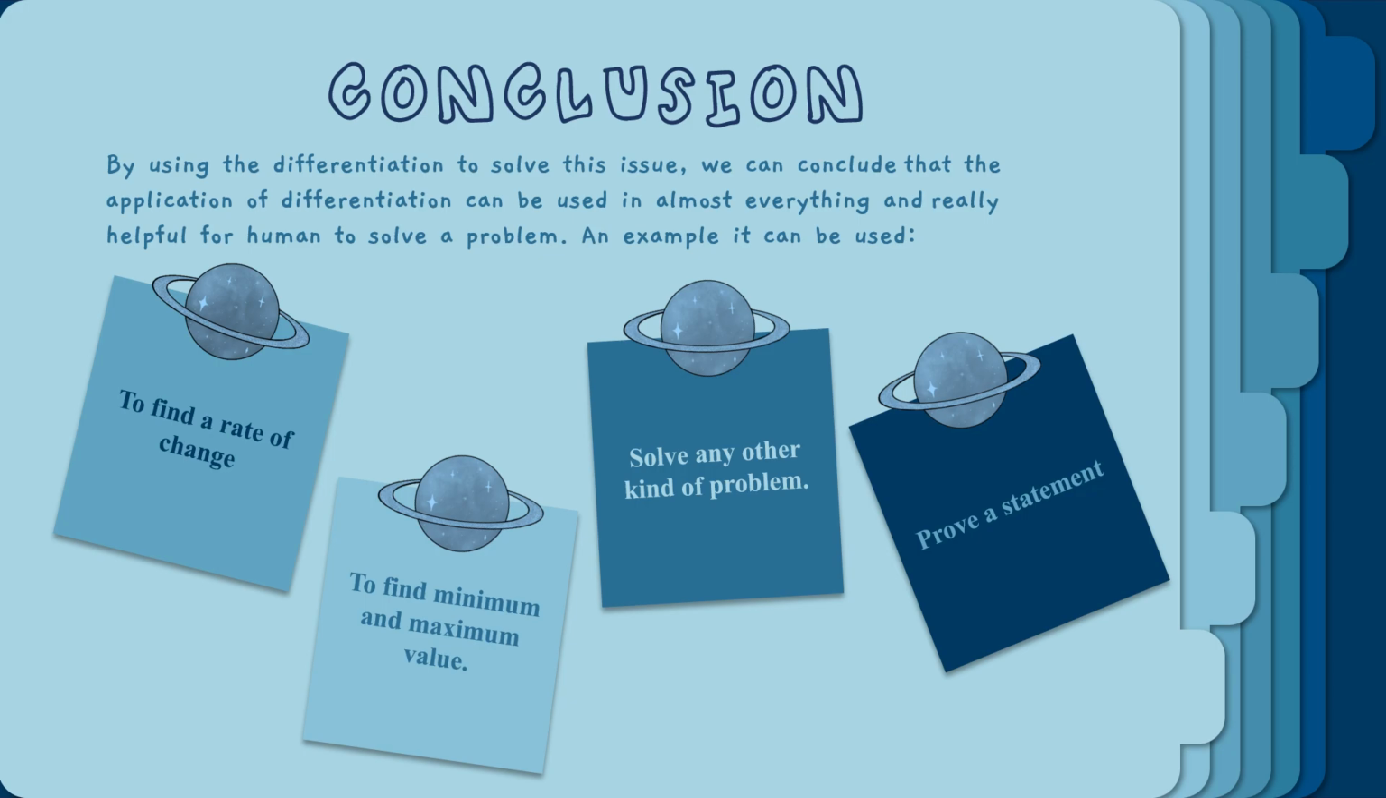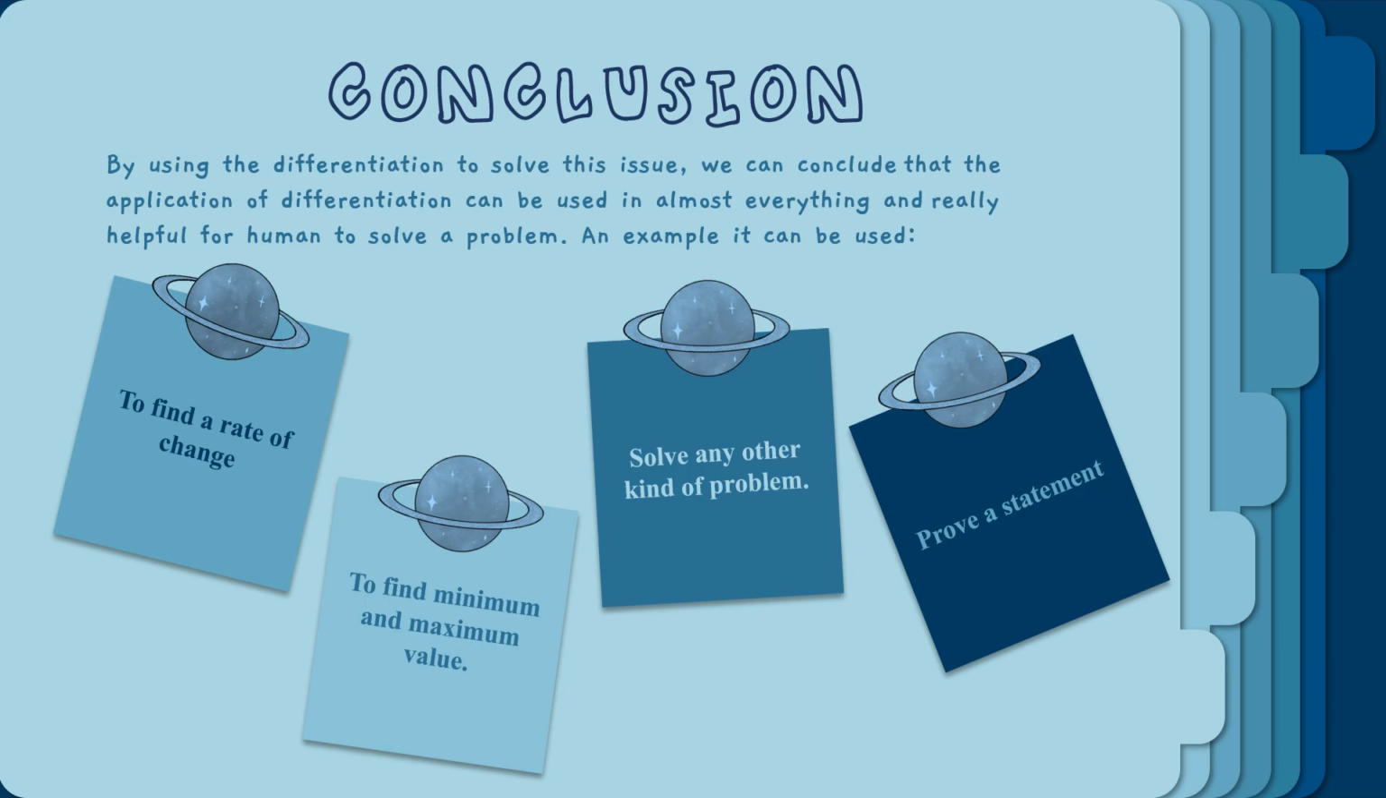Next, we can use differentiation to find minimum and maximum values. Based on the cylindrical glass question, we apply differentiation to know the value of its maximum or minimum. So from the value, we can know whether the volume of the cylindrical glass is maximum or minimum.